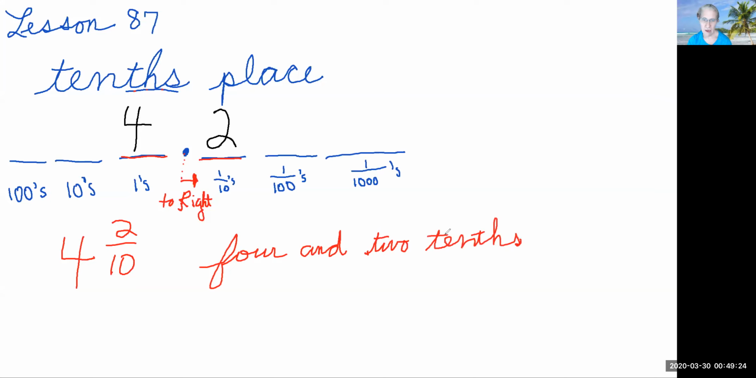Okay? And the other places after the tenths place are the hundredths place and the thousandths place. But for your flashcard for today, you're going to do the tenths place, which is 1 part of 10, and it's less than 1, and it's the first place to the right of the decimal point.